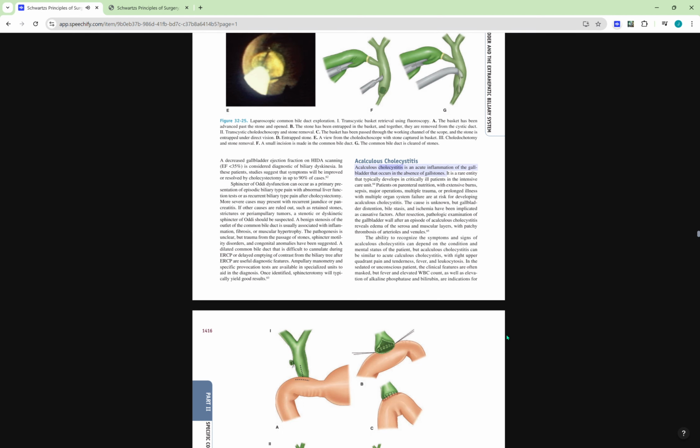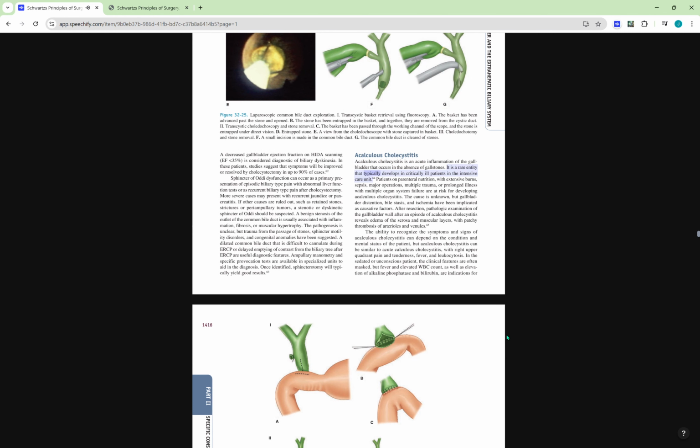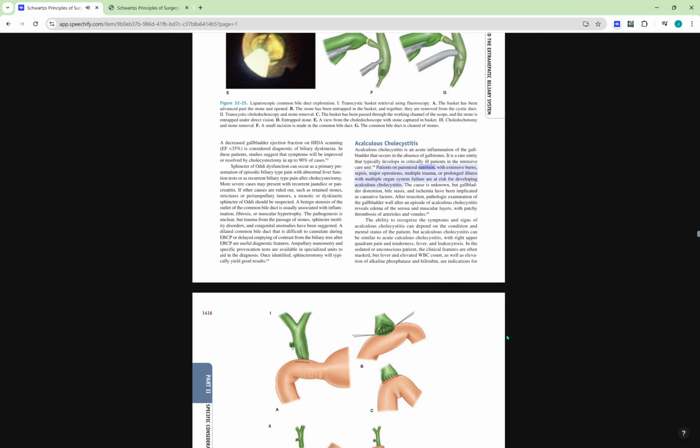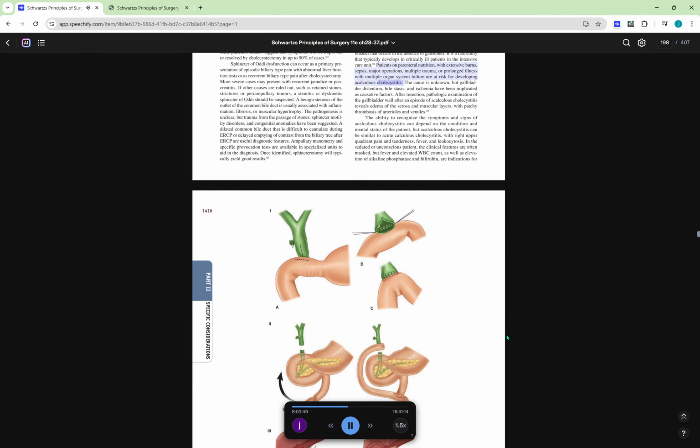Acalculous cholecystitis is an acute inflammation of the gallbladder that occurs in the absence of gallstones. It is a rare entity that typically develops in critically ill patients in the intensive care unit. Patients on parenteral nutrition with extensive burns, sepsis, major operations, multiple trauma, or prolonged illness with multiple organ system failure are at risk for developing acalculous cholecystitis.